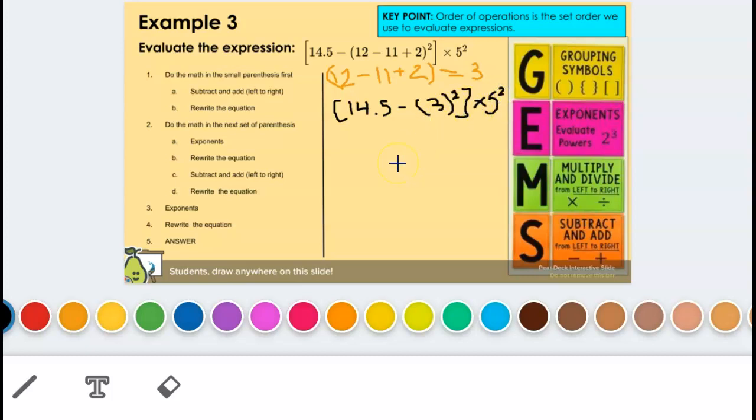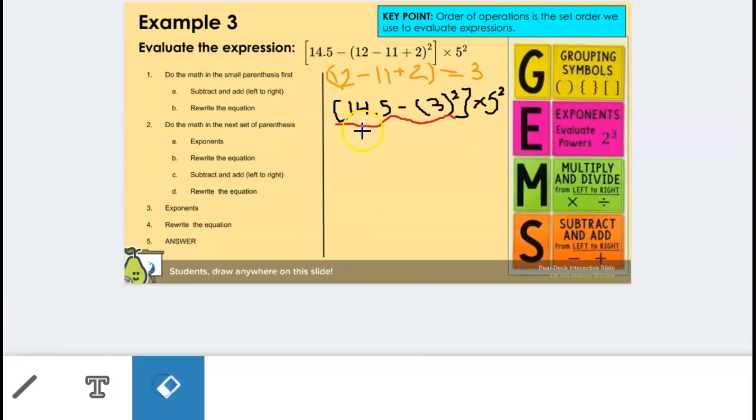Whew, all right. So we've narrowed it down a little. So now we need to go back through our list over here and start at the top. Do we have any groupings that we need to do? Yes, we do. We have this 14.5 minus 3 squared, right? So we need to complete that first because this times 5 squared is outside of the parentheses. So we need to do the grouping first.